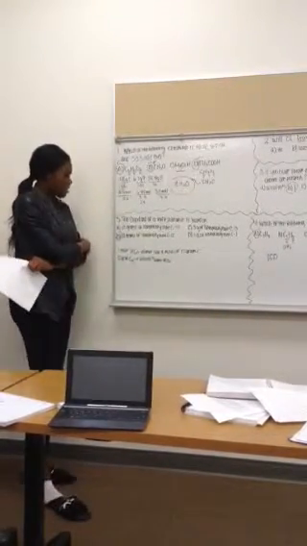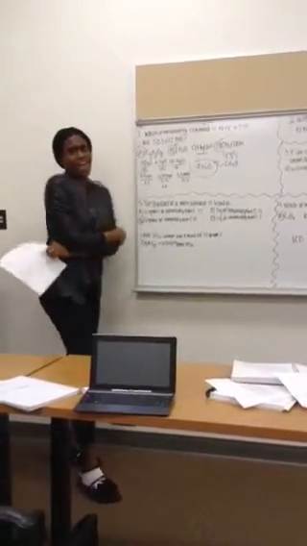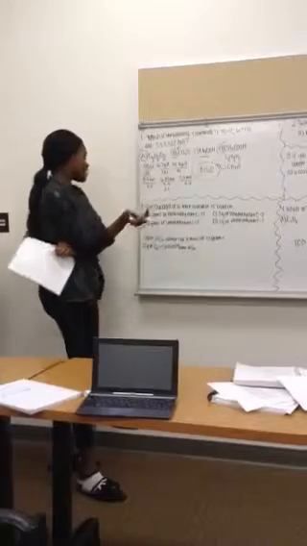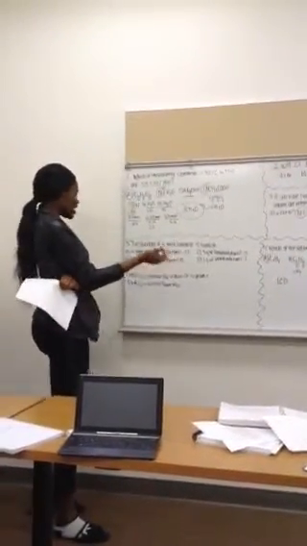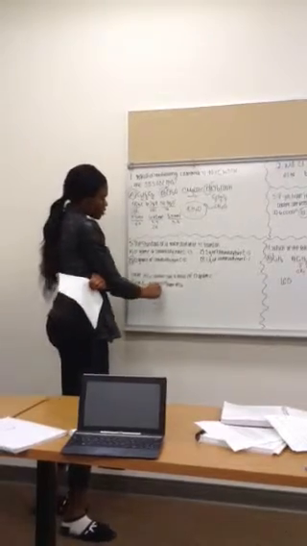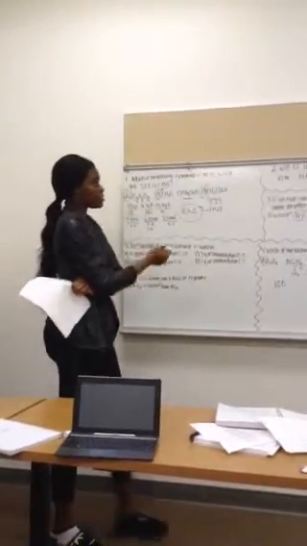And also, according to Avogadro, 12 grams of C12 is basically 6.02 times 10 to the 23rd atoms of C12. So that's why that's the correct answer.